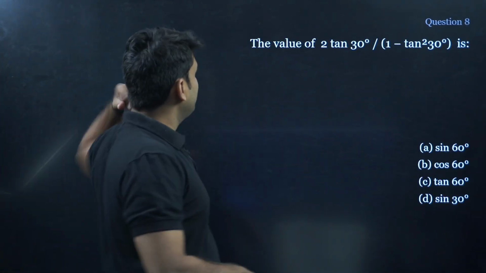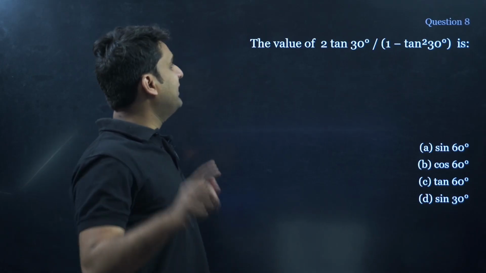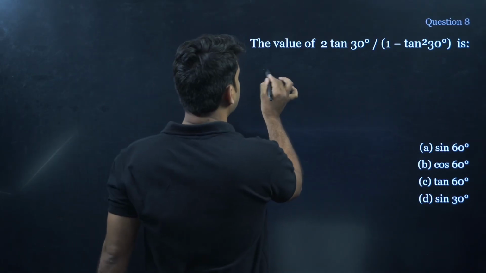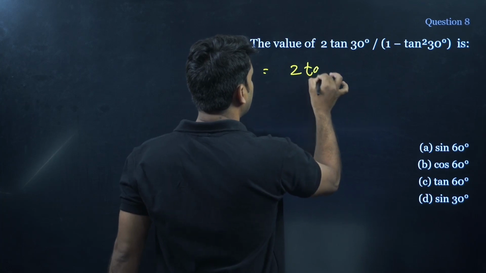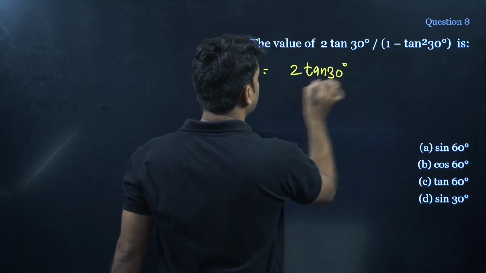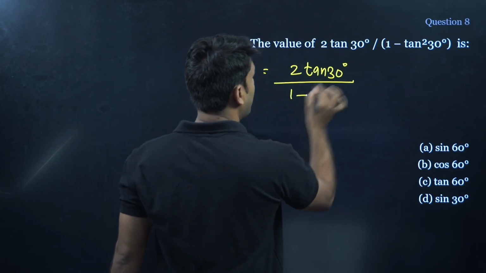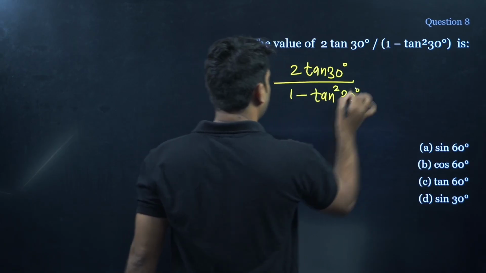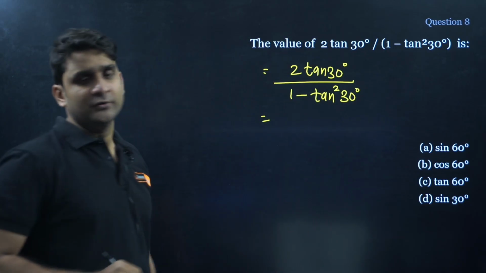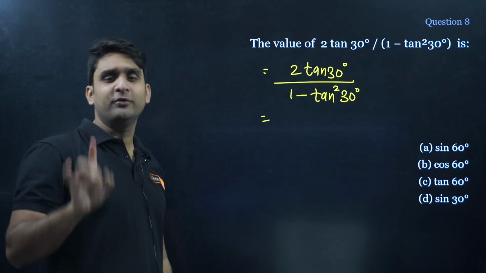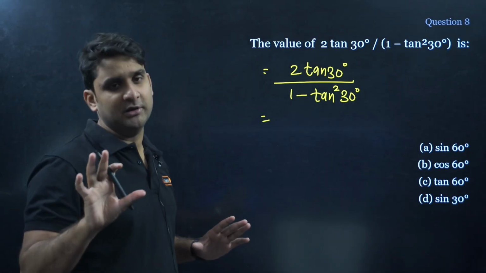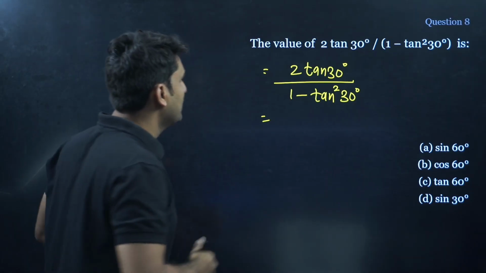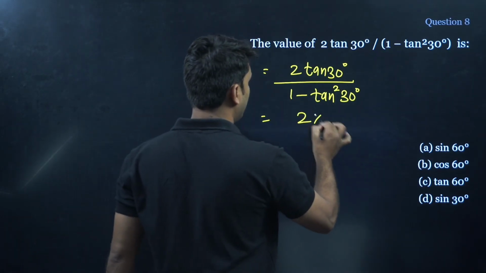Okay, next question. The value of 2 tan 30 degree divided by 1 minus tan square 30 degree. Okay, let's check it once. So the question is 2 tan 30 degree divided by 1 minus tan square 30 degree. What will be this? Okay, so do you know tan 30 degree? If you don't know tan 30 degree, you can't solve this question. Simple, guys. Without angle, without value, you can't solve the question. So tan 30 degree is equal to basically 1 by root 3.